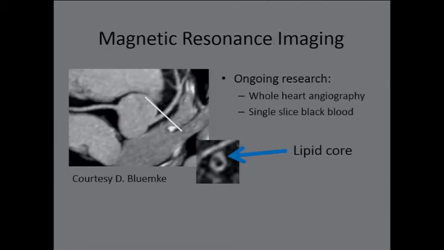This is my single slide of magnetic resonance imaging. This is an area of ongoing active research. A lot of people are starting to adopt whole heart angiography as a way of characterizing luminal stenosis. Related to the time-intense nature of this technique, most people are only able to do single-slice black blood imaging to characterize the lumen. But it's very interesting because when we do, we can often identify these eccentric plaques with lipid cores. And so that's the end.